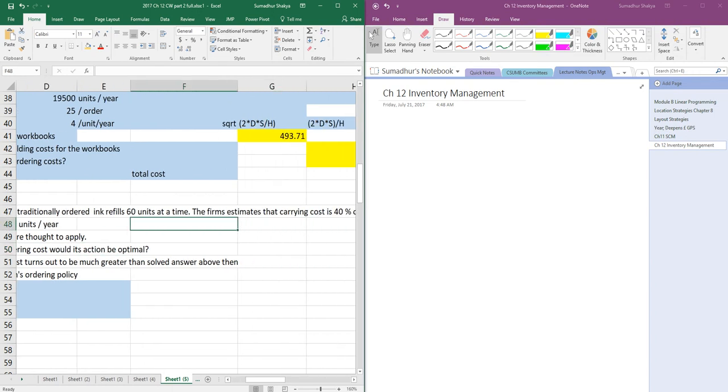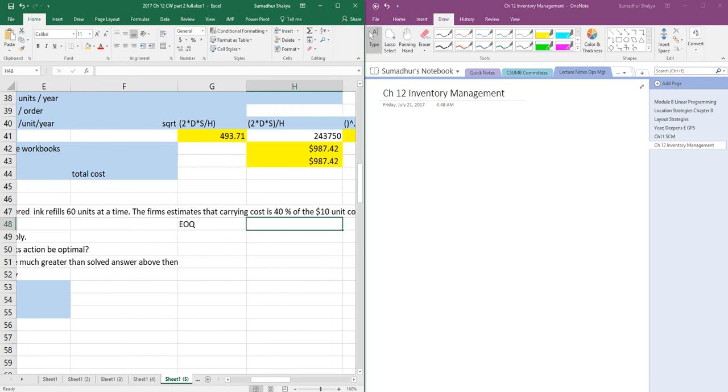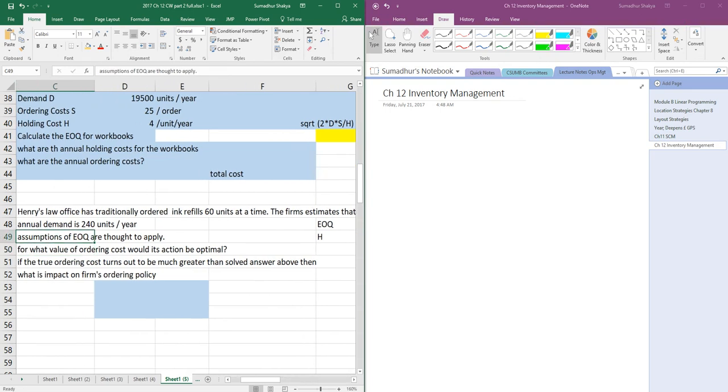So in this case, EOQ is given to us as 60. Holding cost is given to us as 40% of $10, which is 40 cents. And what other information is given to us? The assumptions of EOQ are thought to apply. For what value of ordering cost would this action be optimal?